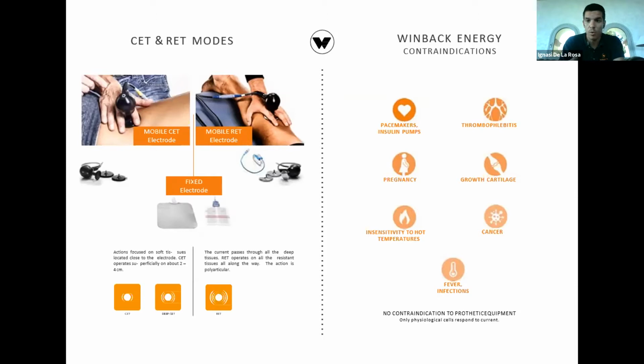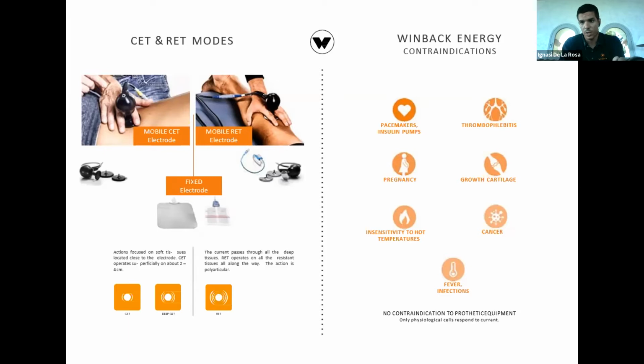And if we are working, for example, in a chronic process, for sure, we will need to work at hyperthermia or in some points at hyperthermia. One of the other things that I want to explain to you in this introduction is the contraindications. So we are generating electrical current through the body. So pacemakers and insulin pumps are forbidden. Thrombophlebitis is, for example, if we are working at high temperatures, could be a serious problem.